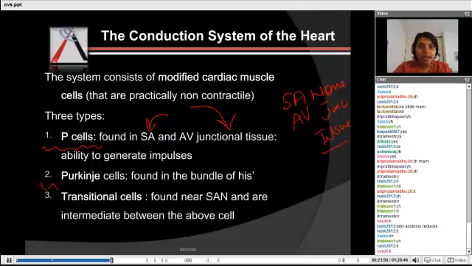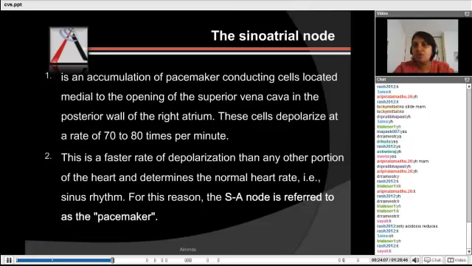Then we have Purkinje cells. Purkinje cells are found in the bundle of His. And then we have transitional cells, which are found near the SA node and are intermediate between the above 2 types. As we go on further you will be able to understand it better. Let's talk about the SA node first.